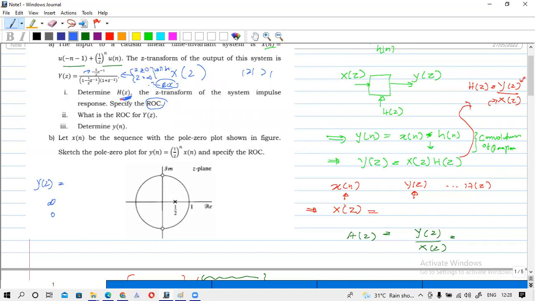So here, for YZ, you can get all of the Z plane except 0 and infinity. Here you can get Z greater than 1 including infinity. So for the resultant one, you can set that HZ. You can find the HZ here.